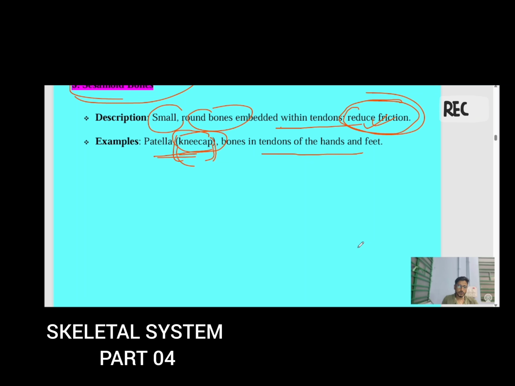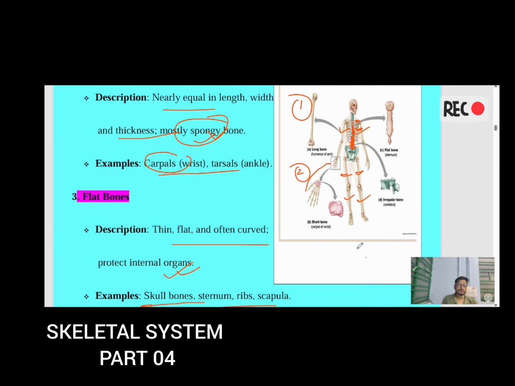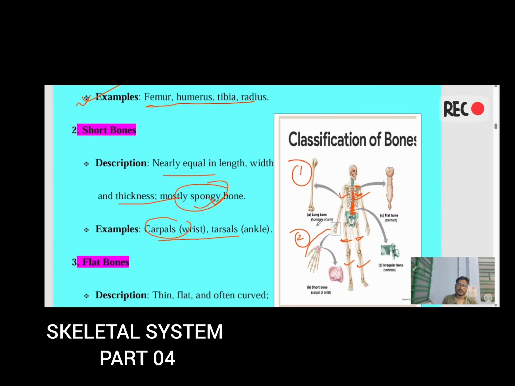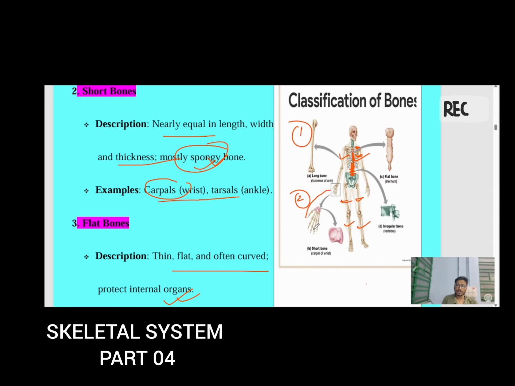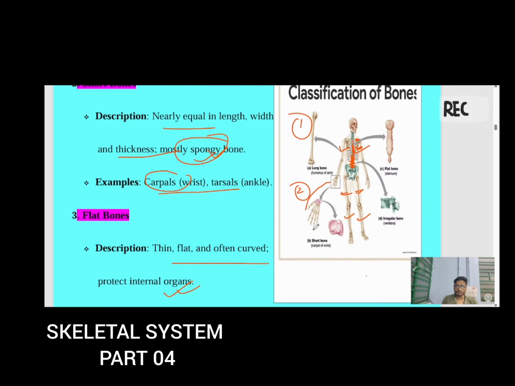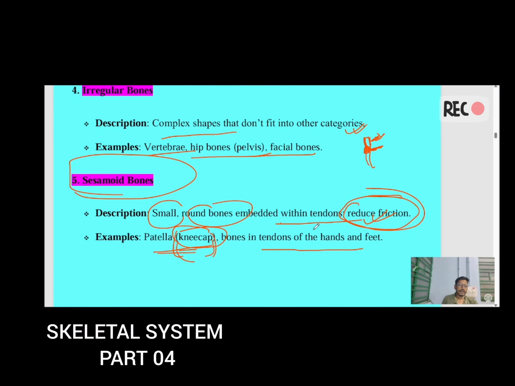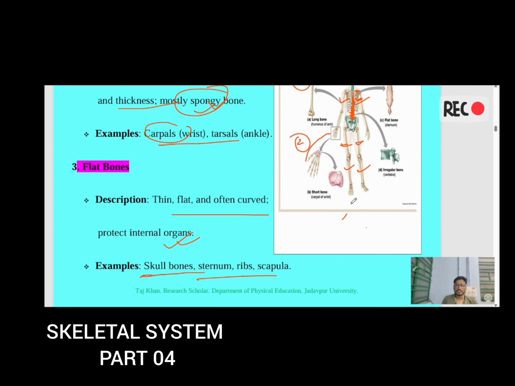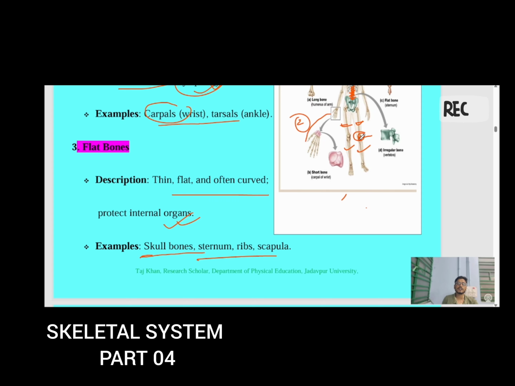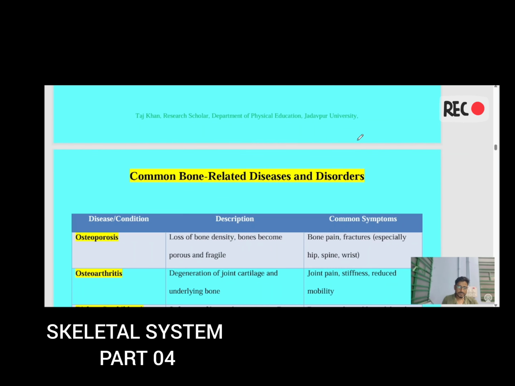So there are 5 types of bone we read about: number one long bone, number two short bone, number three flat bone, number four irregular bone, and number five sesamoid bone, like the patella. The patella can reduce friction, absorb shocks, and absorb force also.